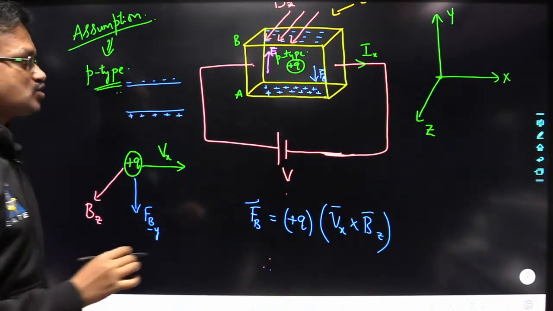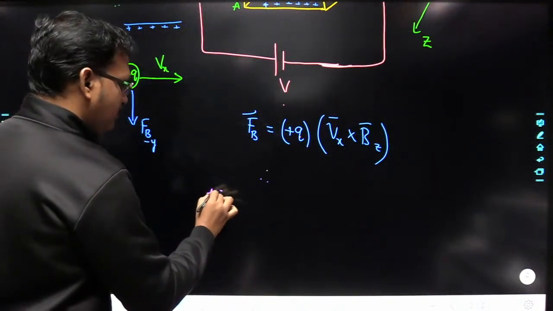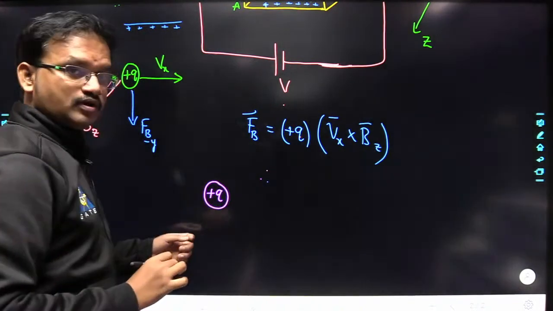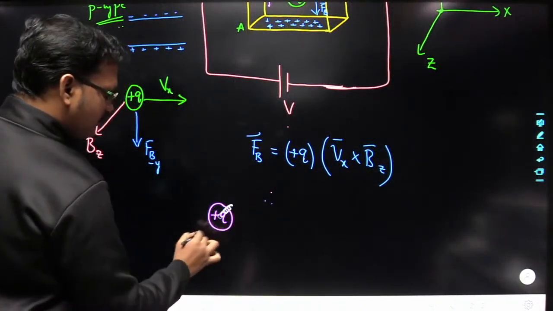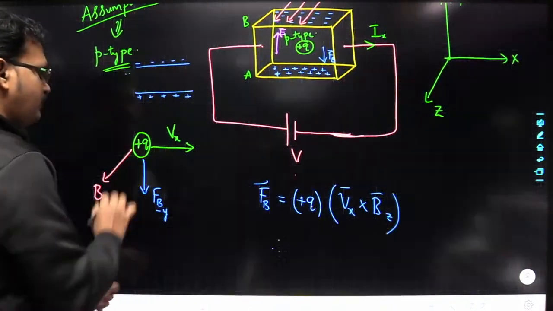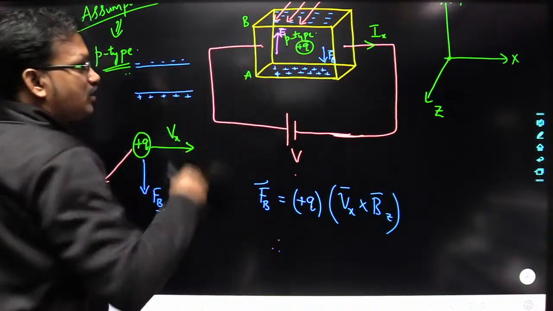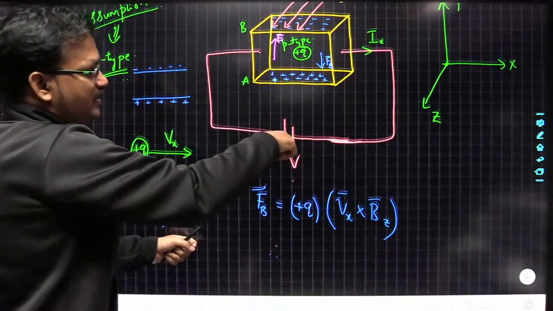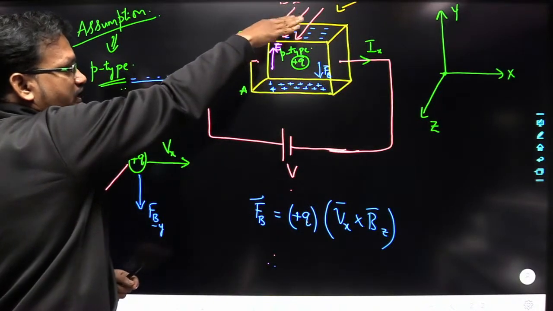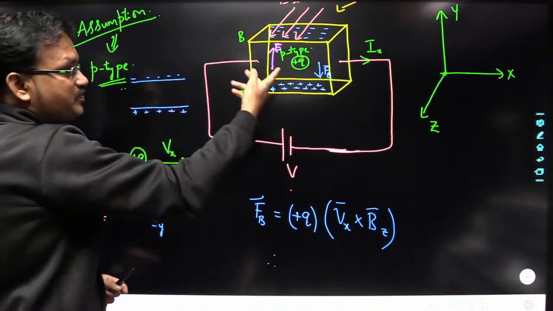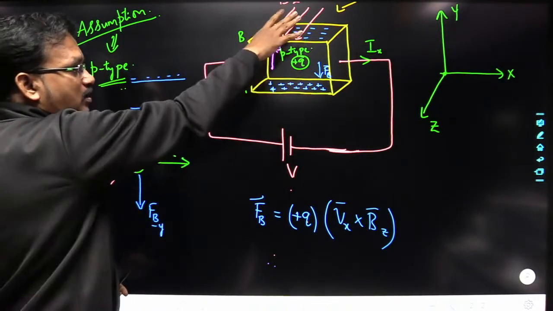Understood? Okay. So whenever the electric field is pointing in upward direction here, you have plus Q, right? Here itself I will draw. So here you have plus Q. Because of the magnetic force, it is going to experience the force in downward direction. So there is an accumulation of positive charge at the bottom plate and negative charge on the top plate, and hence an electric field is induced between the top and bottom surface.